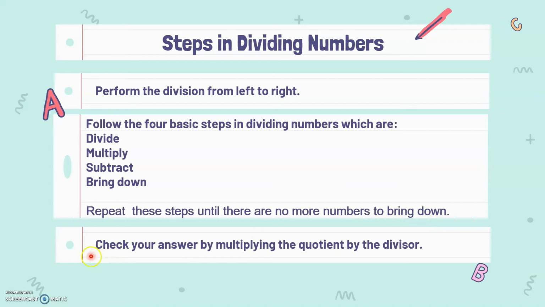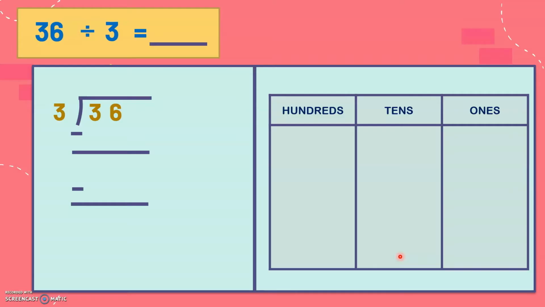Then, to check it, check your answer by multiplying the quotient by the divisor. Remember, division is the inverse of multiplication. So we can use multiplying the quotient by the divisor to check if our answer is correct. So let's go back to our given equation. 36 divided by 3 is equal to blank.